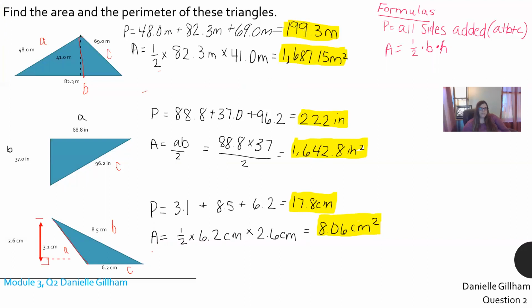Now to find area, this is not the height. Our height is actually from the top of the triangle to the base, right here.